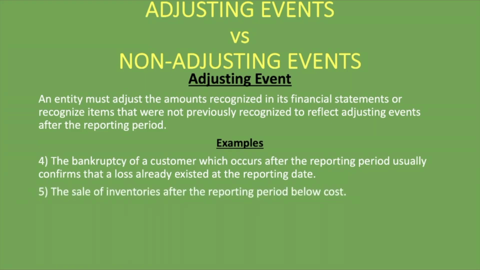Another one we have here is the sale of inventories after the reporting period below cost. If we are selling our inventory below cost after the end of the reporting period, then we have to adjust our amounts accordingly. Remember, we will have recorded our inventory in the statement of financial position, but if we end up selling this inventory below cost, then we have to make the adjustment. I hope that has made sense thus far.